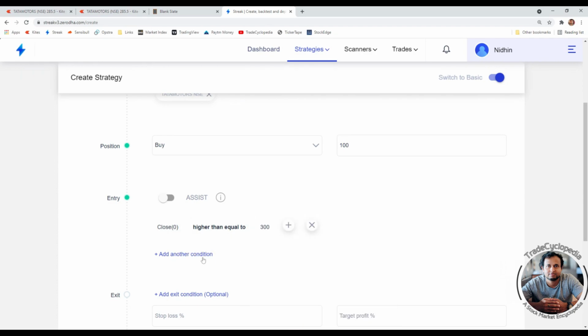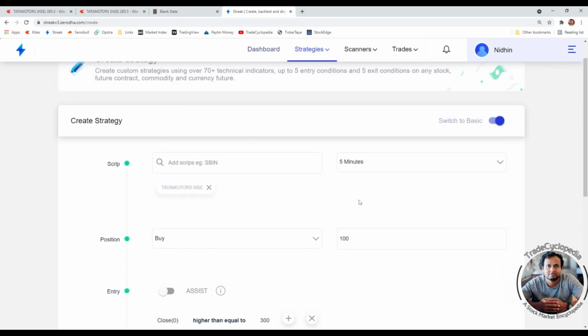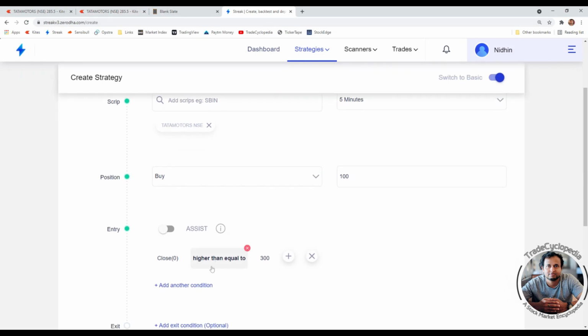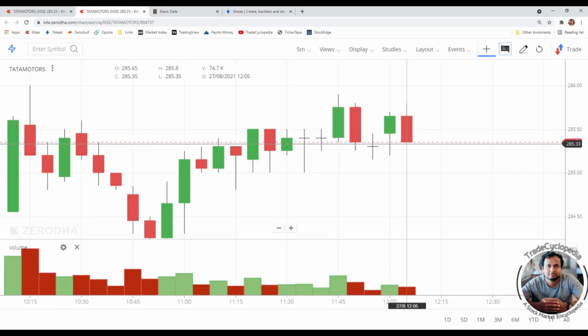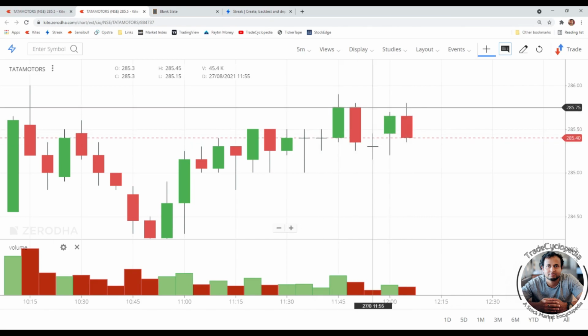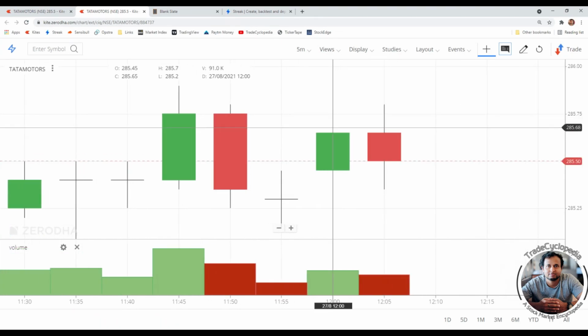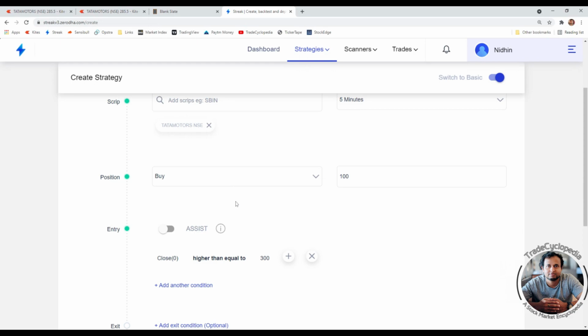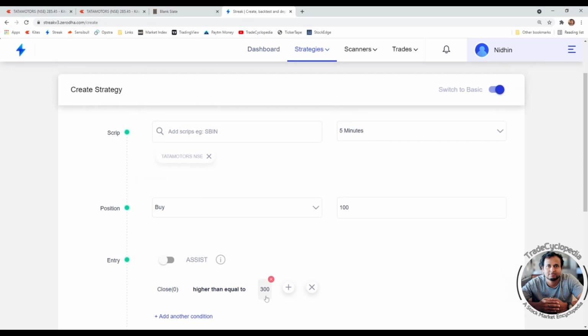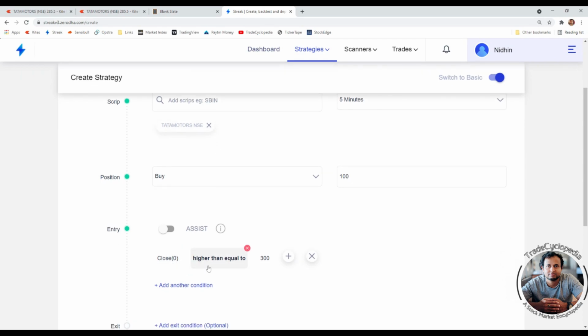That is simple. So what does it mean? If I deploy this strategy live, Streak will keep on analyzing the 5-minute chart of Tata Motors. Whenever a 5-minute candle closes, not the low, not the high, it is a closed candle. So this 5-minute candle closed at 285. Whenever a 5-minute candle closes at 300 or above 300, then this signal will be triggered. A buy order of 100 quantities of Tata Motors will be triggered, or whatever we put here. So close higher than or equal to.